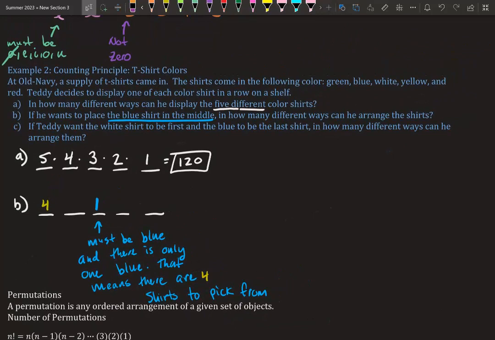So right now, we have the blue shirt gone and let's say we put the green shirt down. Left over, we could either choose white, yellow, or red. That means we have 3 shirts to pick from. Let's say we chose white. We only have 2 shirts to pick from. Let's say we chose yellow. That means we only have 1 shirt to pick from.